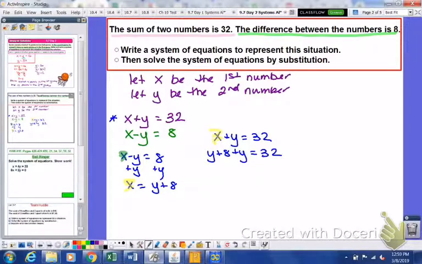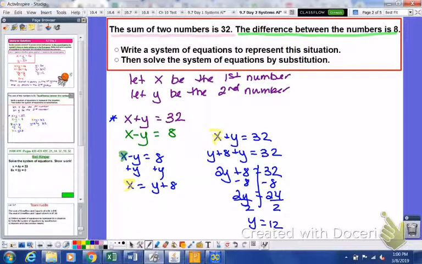So y plus y is 2y plus 8 equals 32. Drop our line down. Subtract 8 from both sides. So 2y equals 32 minus 8 gives us 24. Divide by 2. So y equals 12. Remember, that's only half of our solution.